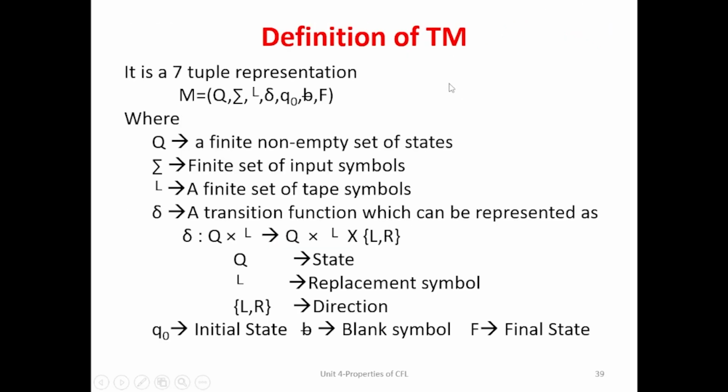So if we consider the definition of a Turing machine, it is like a pushdown automata. Pushdown automata also contain a 7-tuple representation because pushdown automata is implemented by using a stack.